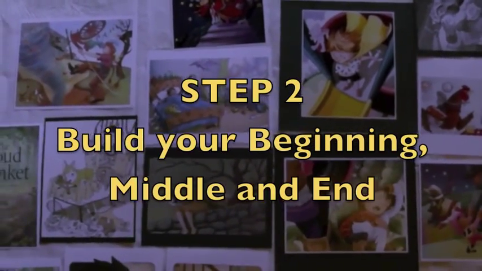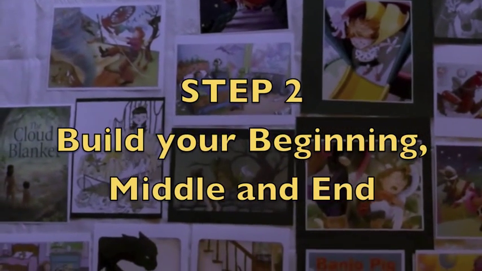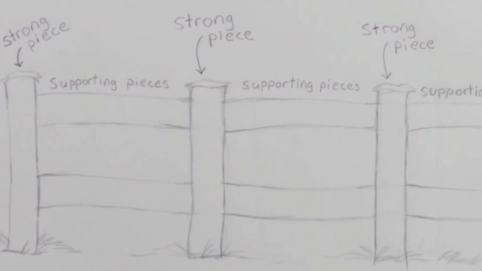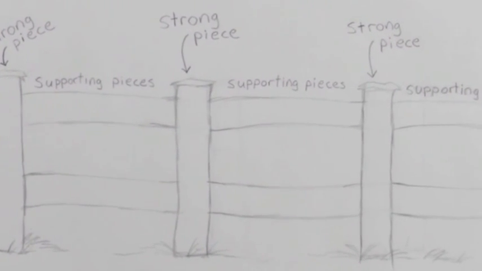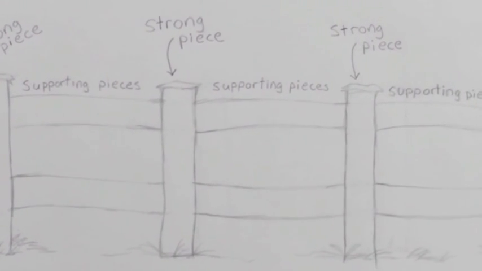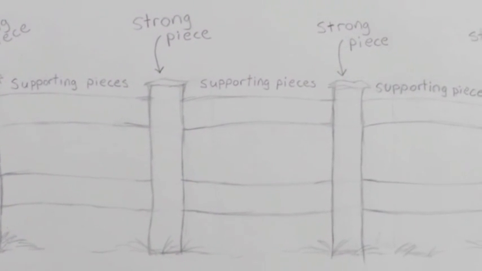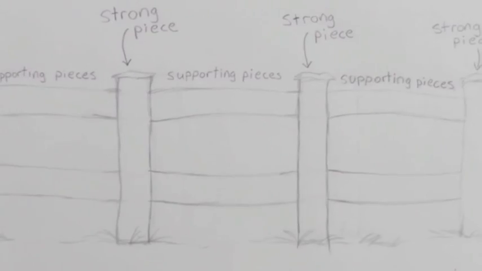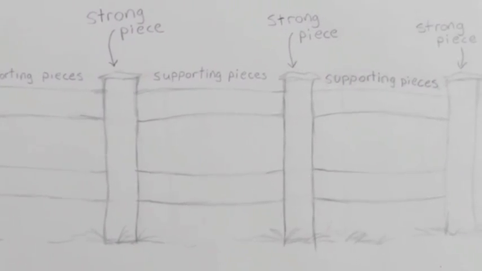Step 2. Build your beginning, middle, and end. Think of your portfolio as a fence. Each fence post is a strong piece. The supporting pieces between are like the rails. So every few flips of the page, you want to hold your portfolio up by driving in a fence post, a really strong piece.